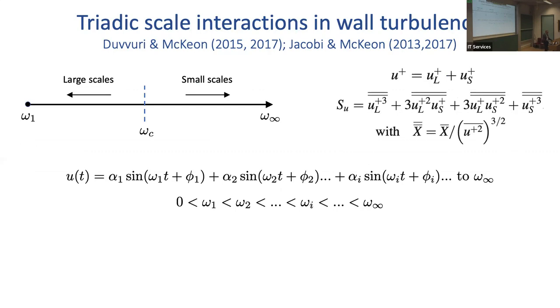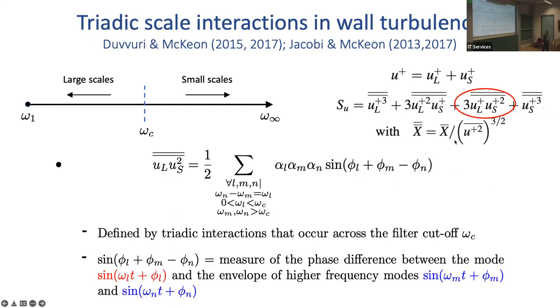If I just take a Fourier series of the fluctuating velocity and I say, okay, at a given cutoff frequency, everything below there is large, everything above there is small, I can decompose the velocity into large and small. I expand the skewness and I see these terms, okay? If I do that, this term stands out, and Davuri and McKeon show this explicitly. This is exactly the triadic interaction that occurs across this filter cutoff. And this quantity, sine of this difference, is a measure of the phase difference between the large scale mode and the envelope of the small scales. Okay, so we'll keep that in mind.